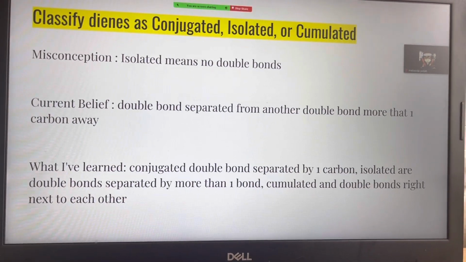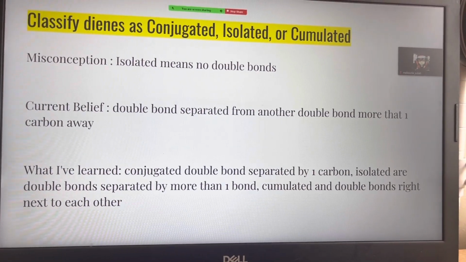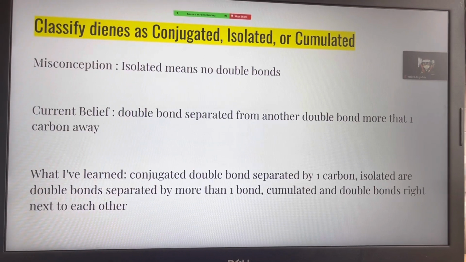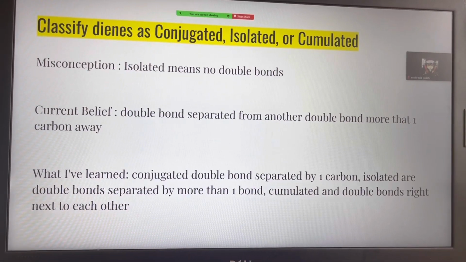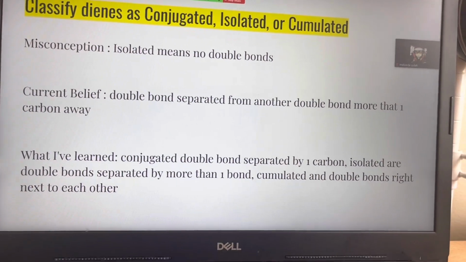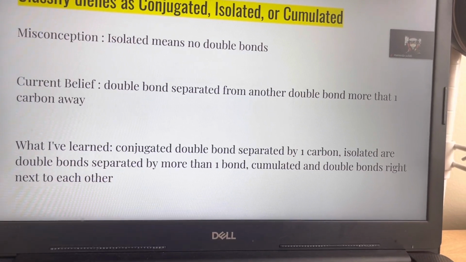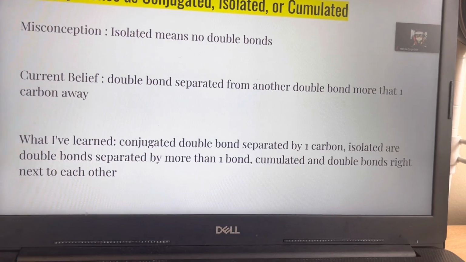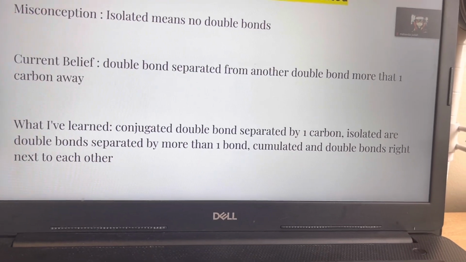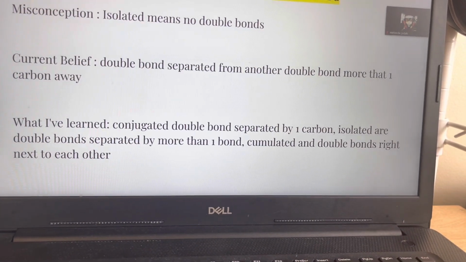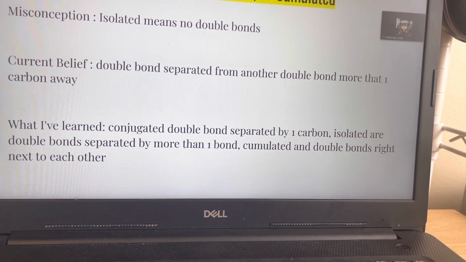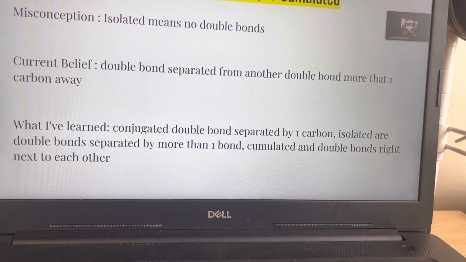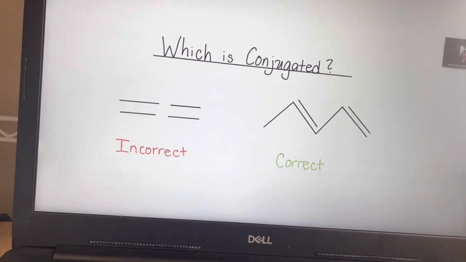So the first one is classify dienes as conjugated, isolated, or cumulated. A common misconception is isolated means no double bonds. Current belief, double bonds separated from another double bond more than one carbon away. What I've learned, conjugated double bonds are separated by one carbon. Isolated are double bonds separated by more than one bond. And cumulated are double bonds right next to each other.